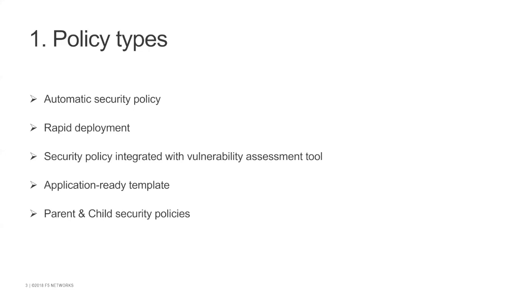The last type of security policy is called parent and child security policies. The parent policy is a policy that can be a template for child policies. The difference from the application ready template is that any modification in the parent policy also modifies the settings in the child policy. Child policies inherit the settings from the parent and can be modified by them.